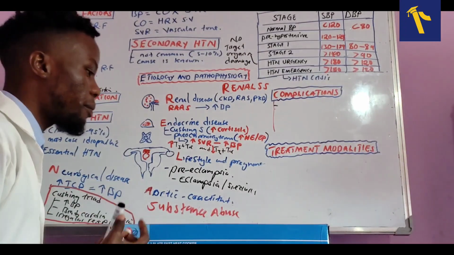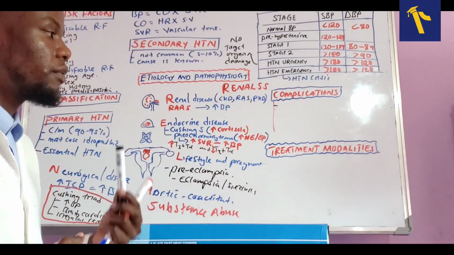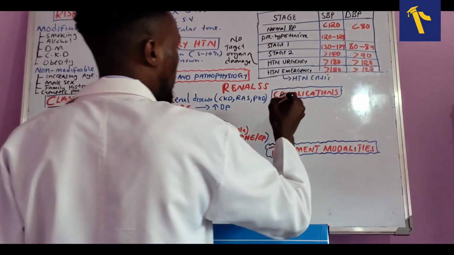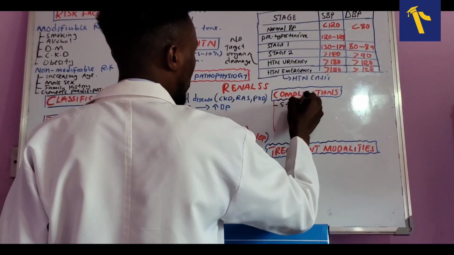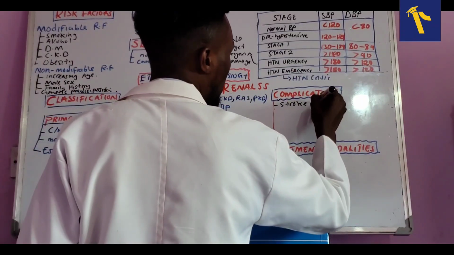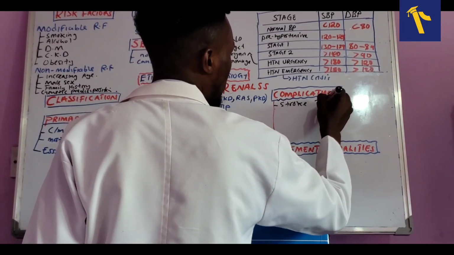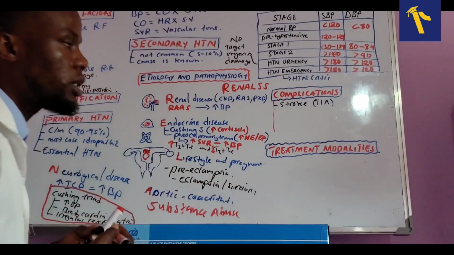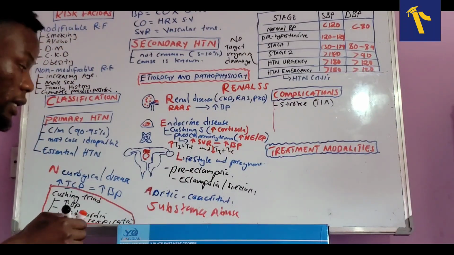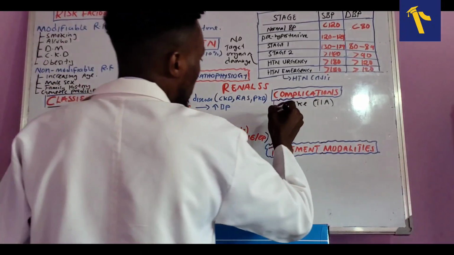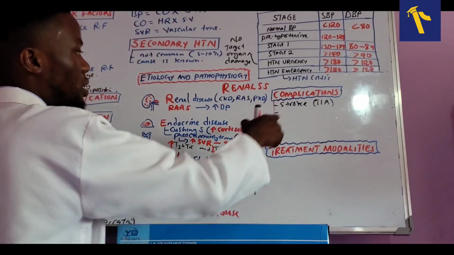Like this, hypertension is so severe and we are having target organ damage. If it affects the brain, then someone is going to have what we call stroke or transient ischemic attack, TIA. So you can have stroke or TIA, transient ischemic attack. Then we can have another one. So this is from the brain.